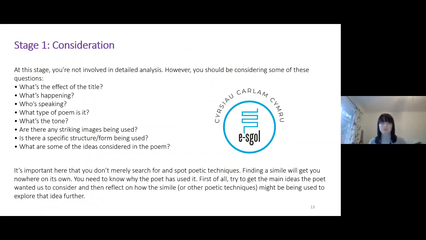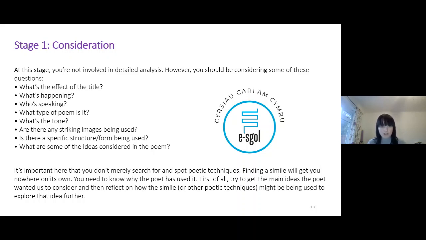So consideration when you're making your decisions. At this stage, you shouldn't be involved in any form of detailed analysis, but what you should be considering are some of these questions. What's the effect of the title? What is happening? Who is speaking? What type of poem is it? What's the tone of the poem? Are there any striking images being used? Is there a specific structure or form being used? For example, is it separated into a certain amount of stanzas? Is there a certain rhyme scheme?